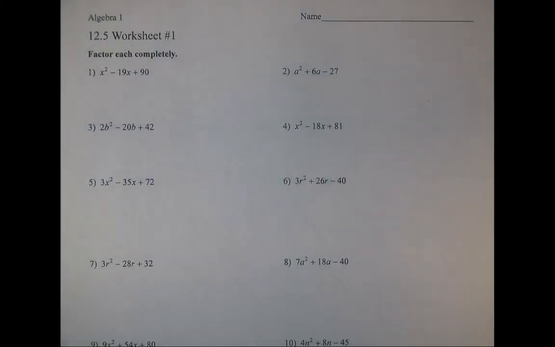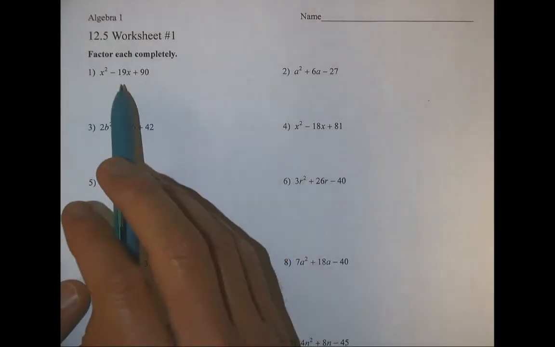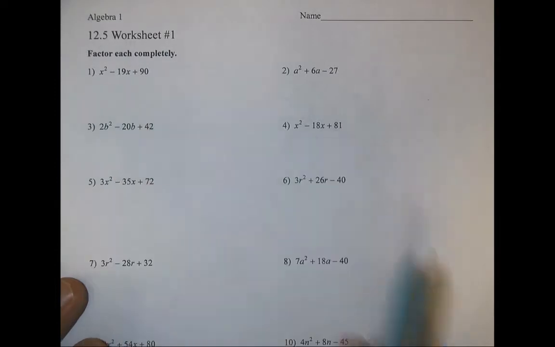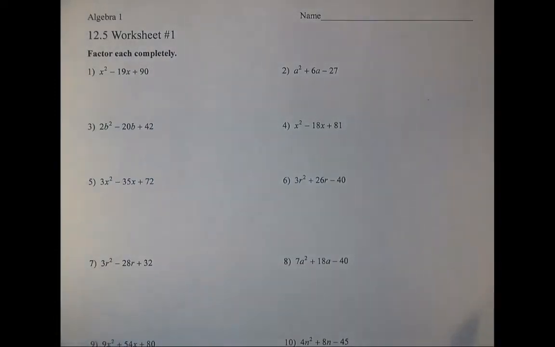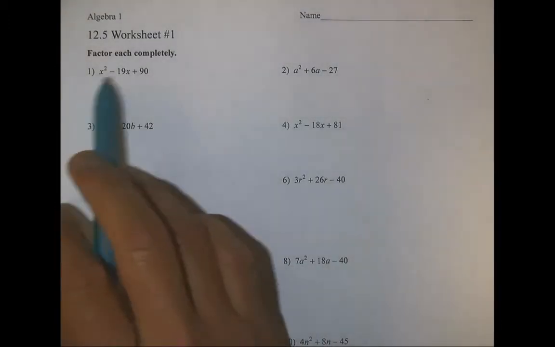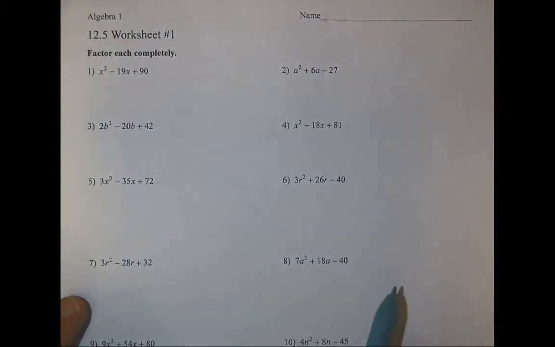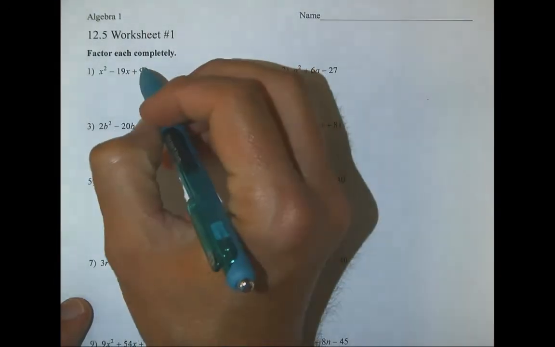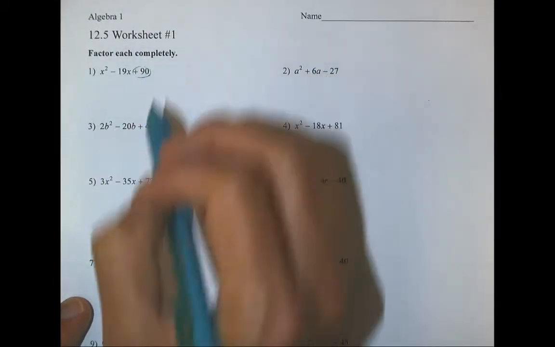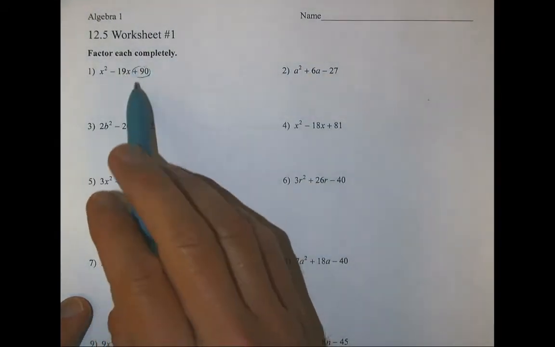This is 12.5, worksheet number 1. So we are factoring these trinomials into binomials. First thing you should always check is whether there is a single factor that can come out of all three terms, whether it be a variable or related to the coefficients? In this case, no.